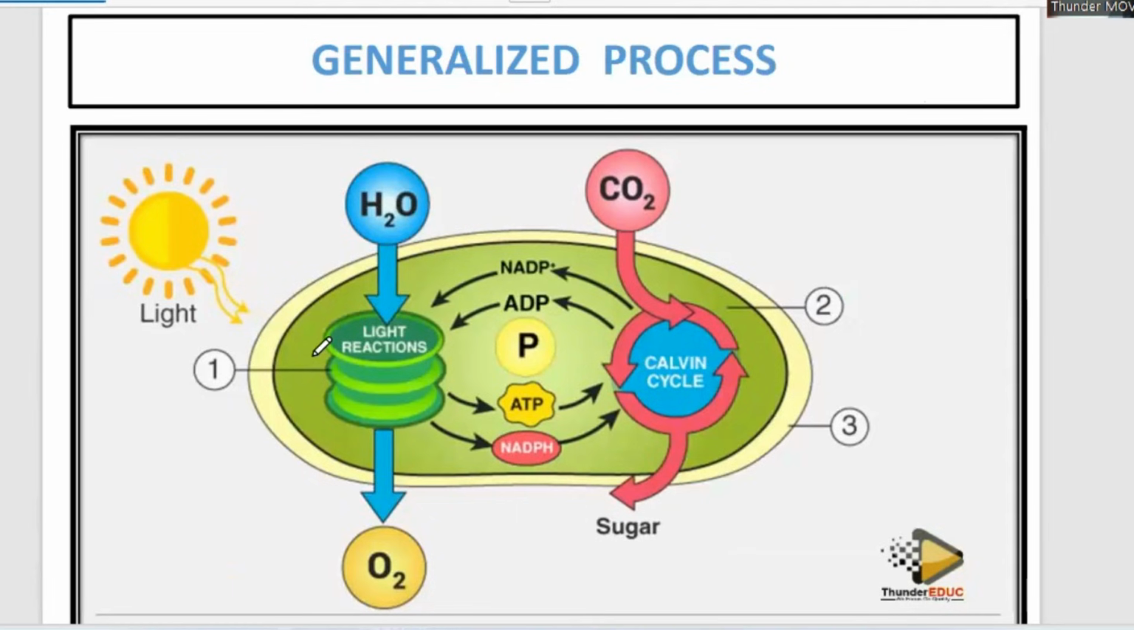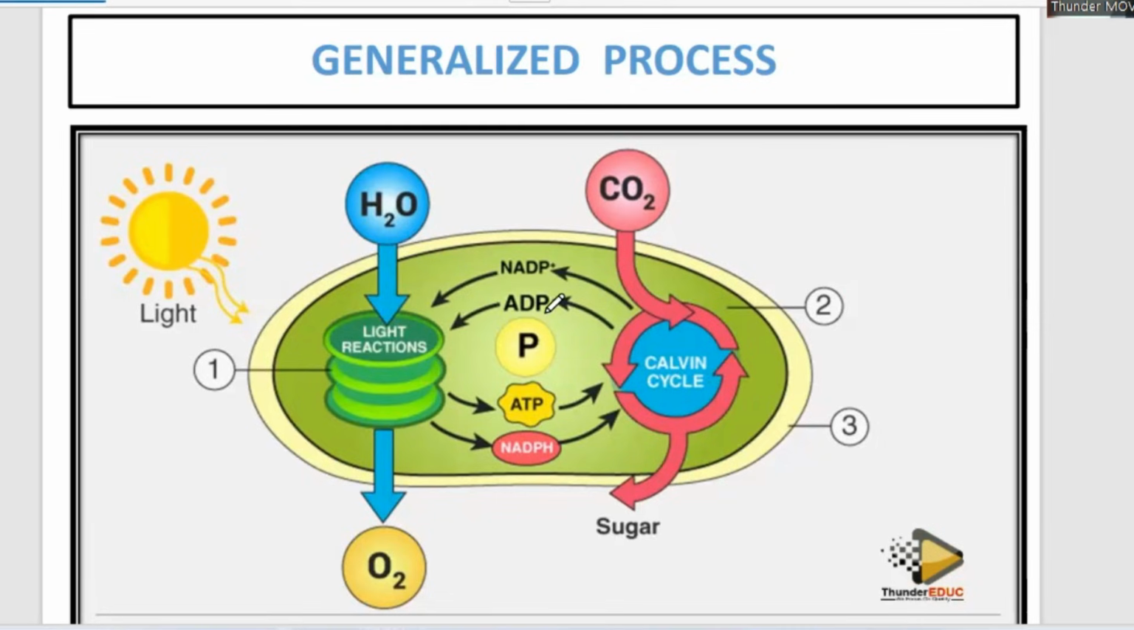Step one: light strikes the leaf. The light is used to split the water. This light, which is from the sun, will split the water in the grana, and then oxygen is released. The hydrogen, including the ATP, will enter the dark phase, the Calvin cycle. Carbon dioxide will come in here and combine with the hydrogen produced from the light phase, using the ATP, and then the sugar is produced, which is glucose.